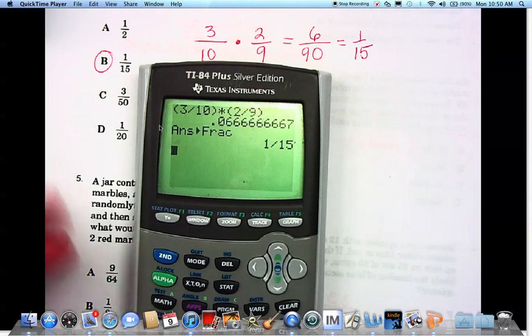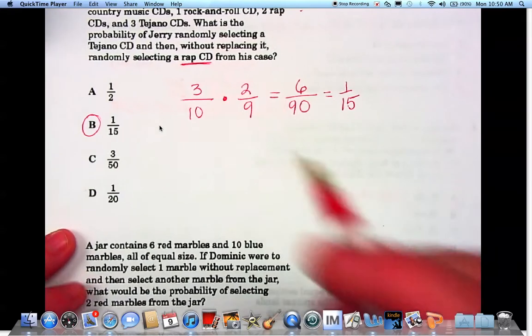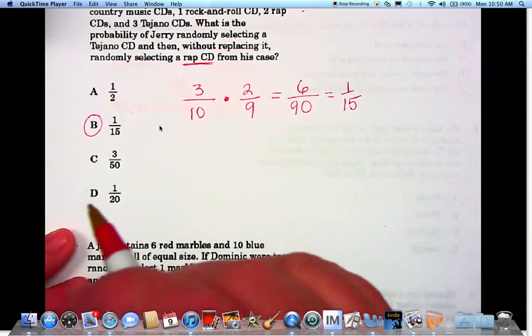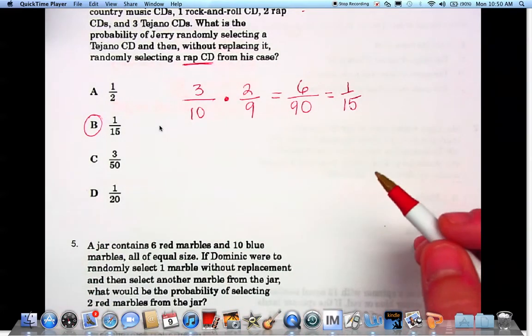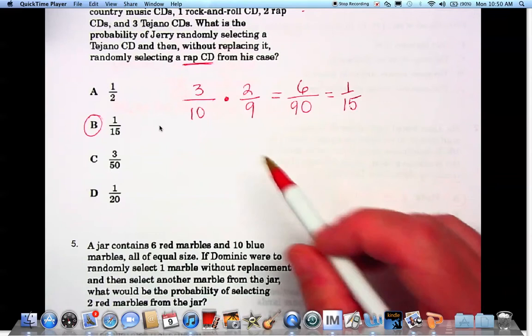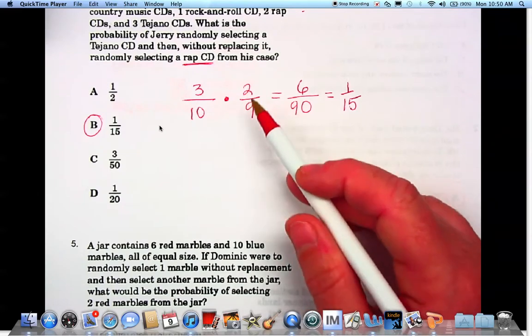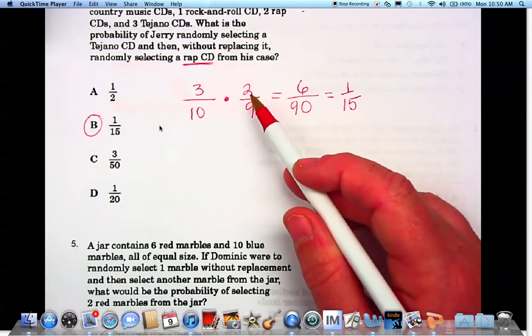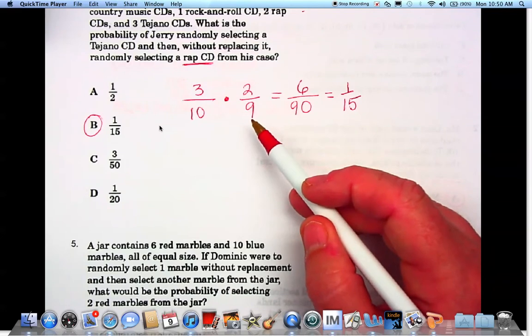Okay. What if you didn't replace? What if you did replace it? How would it change? Go back to 2/10. It would be 2/10, wouldn't it? Because you'd still have 2 rap CDs left, but you'd have all 10 CDs. Okay. Everybody okay with that? Do you have a question? Sure. Okay. All right. Next one.